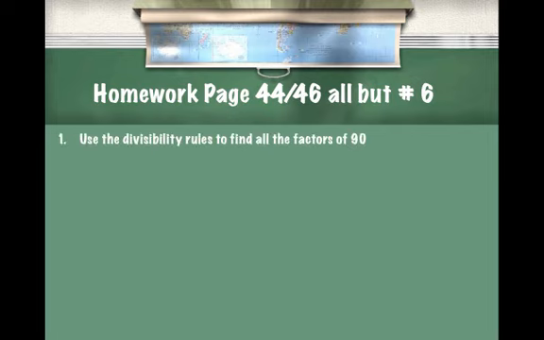Okay, question 1 asked us to use the divisibility rules to find all the factors of 90. With questions that involve factors, as always, the first factor you'll have is 1. It goes in evenly to any number. 2 obviously fits because 90 is an even number. 3 fits as well. If you add the sum of the digits together, 9 plus 0 equals 9, which is a multiple of 3. 4 won't work because 90 is not divisible by 4. 5 will, because it ends in 0. 6 also fits in 90, because 2 and 3 fit into 90, so therefore 6 will as well.